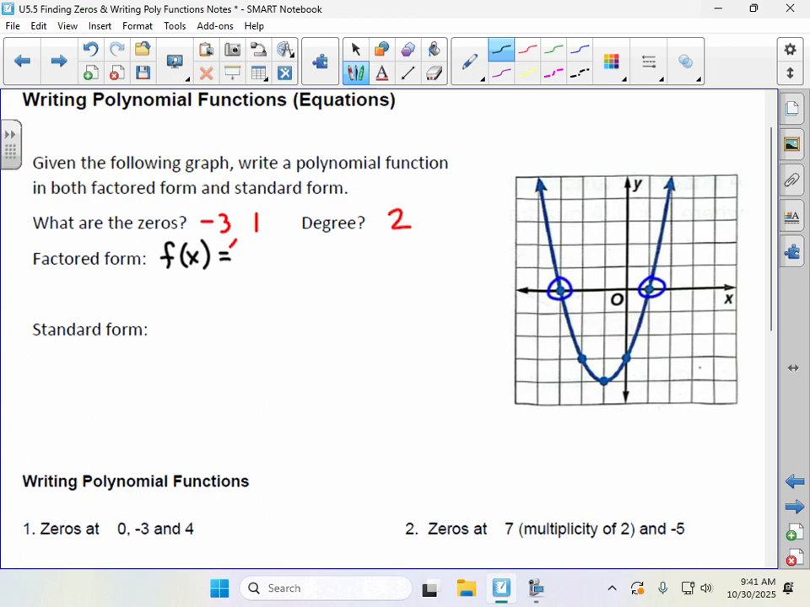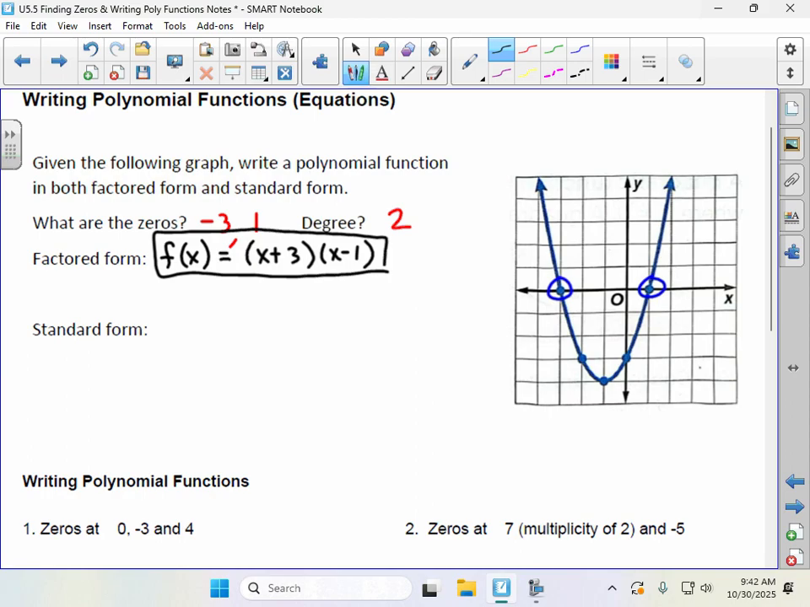So you just change the sign. From -3, its factor is going to be x plus 3. That's from the very beginning of the notes: if h is a 0, then x minus h is a factor. And then +1 is a 0, so its factor is x minus 1. So that is the polynomial function in factored form.